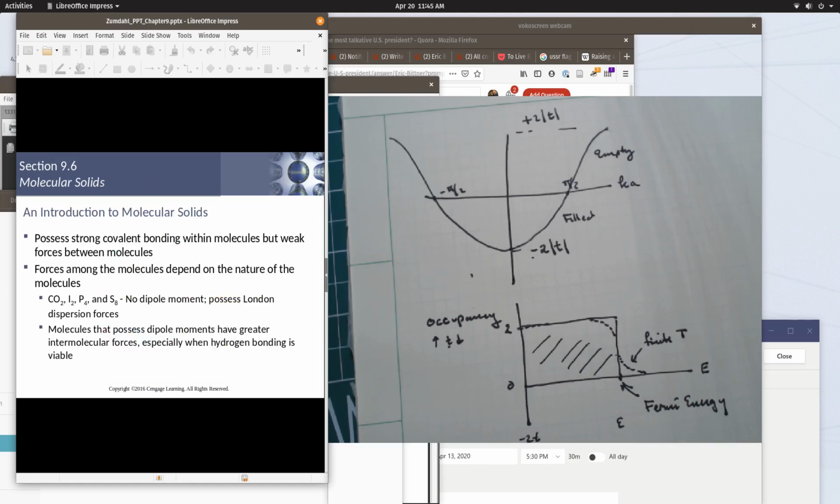I'm going to end here. Next time I'm going to pick up and talk about molecular solids, and next week we'll talk about more thermodynamics of gases, and with that we'll almost be ready to end the term.